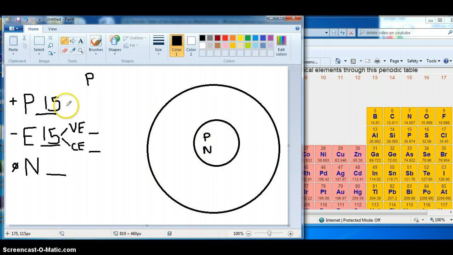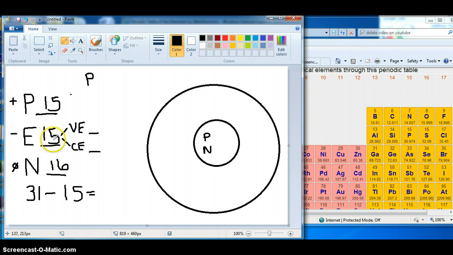We know its protons is 15. So to find the neutrons, we need to take the atomic mass, which is 31, and subtract from it the atomic number or the number of protons, which is 15. So if we subtract 31 minus 15, we get 16, and that is how many neutrons phosphorus has.